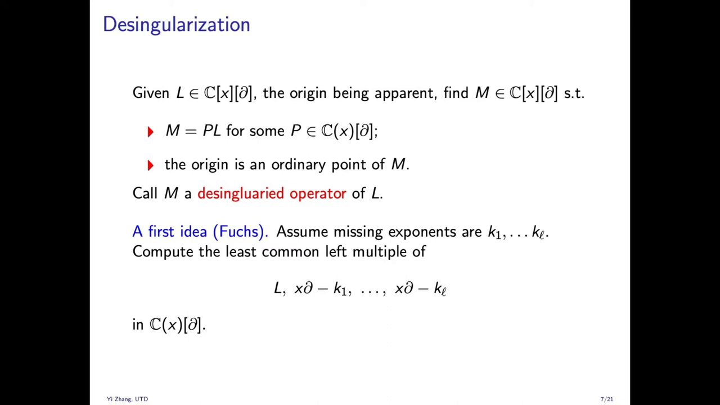If you ask that the order is minimal and the degree of the leading coefficient is also minimal, then it's unique. So it would be independent of your choice of the power series solutions? Yes. For this construction, it only removes the apparent singularity. Actually, there is a more general construction to remove all the possible removable singularities.